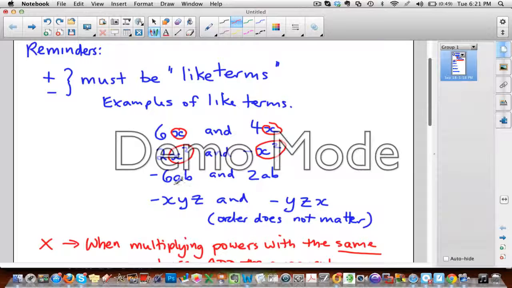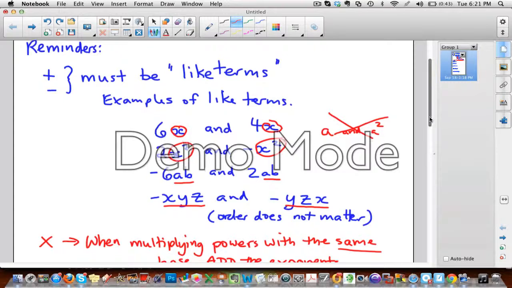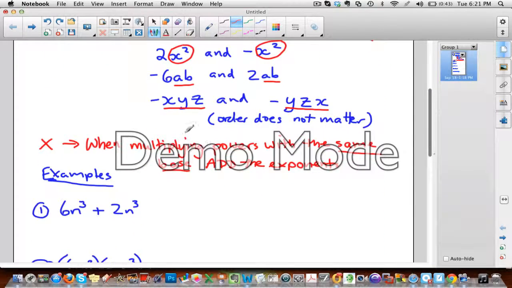AB and AB are like terms, xyz and yzx. The order does not matter, but usually we write them alphabetically. What are not like terms are something like a and a squared. While they're the same variable, they don't have the same exponent. Okay. The other reminder from last week is when you multiply powers with the same base, you add the exponents. Okay, that's all from last time.